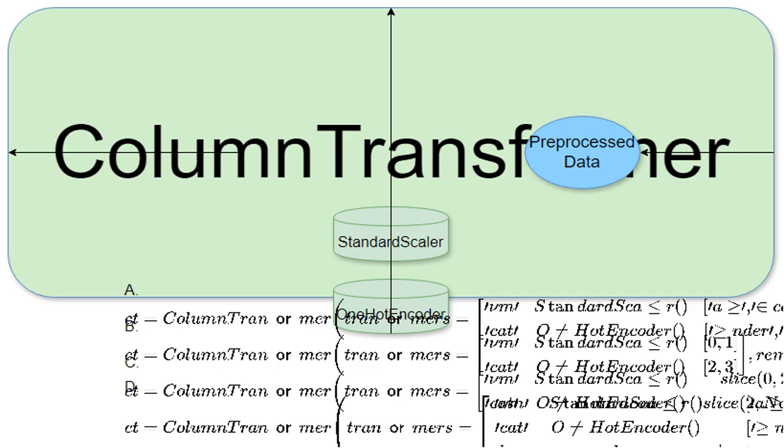It lets me apply different data transformation steps to different columns in my dataset simultaneously. Think of it like having multiple specialized workers each responsible for a specific part of the data preparation. It's crucial for handling datasets that have a mix of numerical and categorical data.